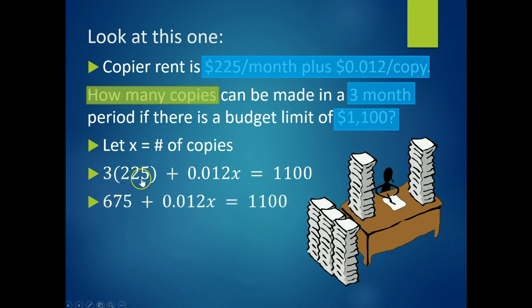First, we'll simplify the indicated multiplication. To solve for the variable, we will subtract 675 from both sides of the equation. And last, to solve for x, divide both sides by 0.012 for a final answer of approximately 35,417 copies. Of course, it's important that we check this answer and express our answer in the correct form.